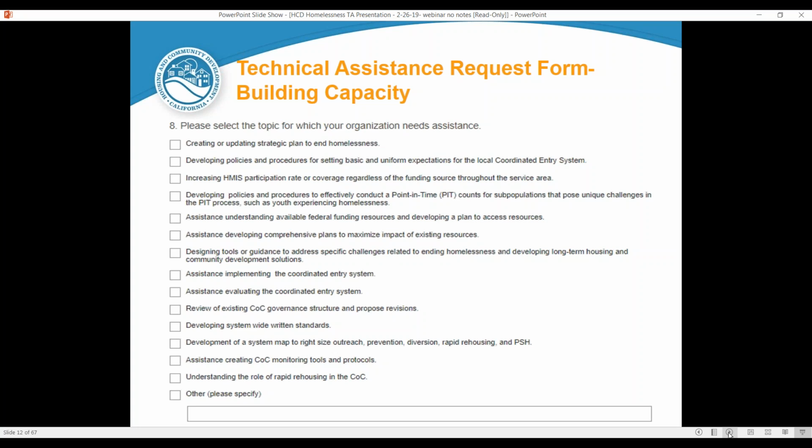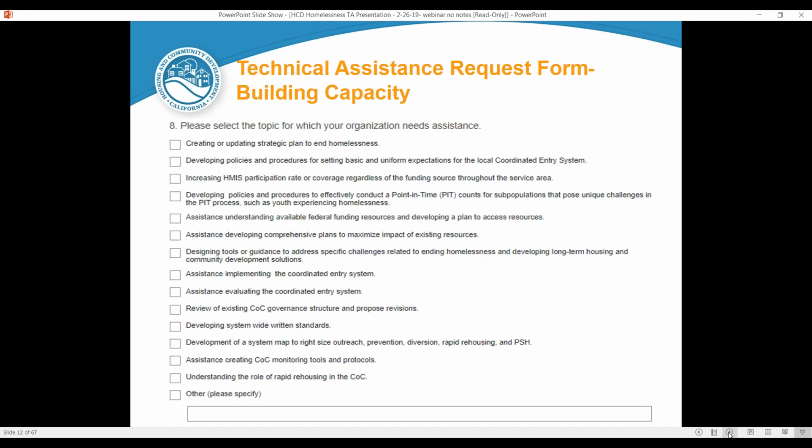So when you go into the building capacity request form, you will see this menu of options. If you're seeking to receive assistance on unrelated activities, then you will be asked to choose your most pressing needs. For example, if you would like to update your homelessness plan, but you're also looking to increase HMIS participation to more providers in your service area, then you will be asked to indicate your most urgent need.